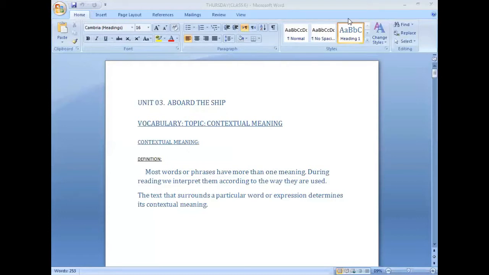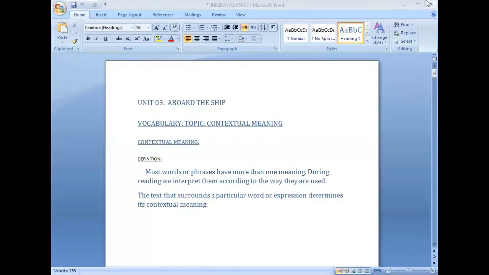Many words in the English language have more than one meaning. Sometimes we know the word's meaning, we know what the word actually means, but it may be used in a specific or particular context to mean a different thing. We know the word has this meaning, but when we are reading the text, we get to know that according to the text, its meaning is different.